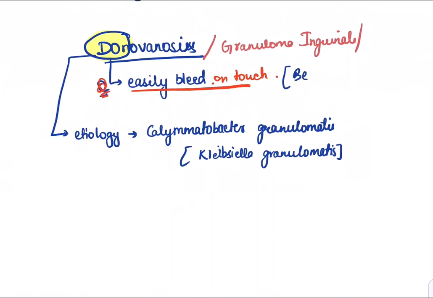So in this we see beefy red ulcers. Beefy red ulcers which are painless, because in genital ulcers there are only 2 diseases which are painful, and those 2 diseases are Chancroid and HSV. So all others are painless. So this is also painless, but here we see beefy red ulcers.